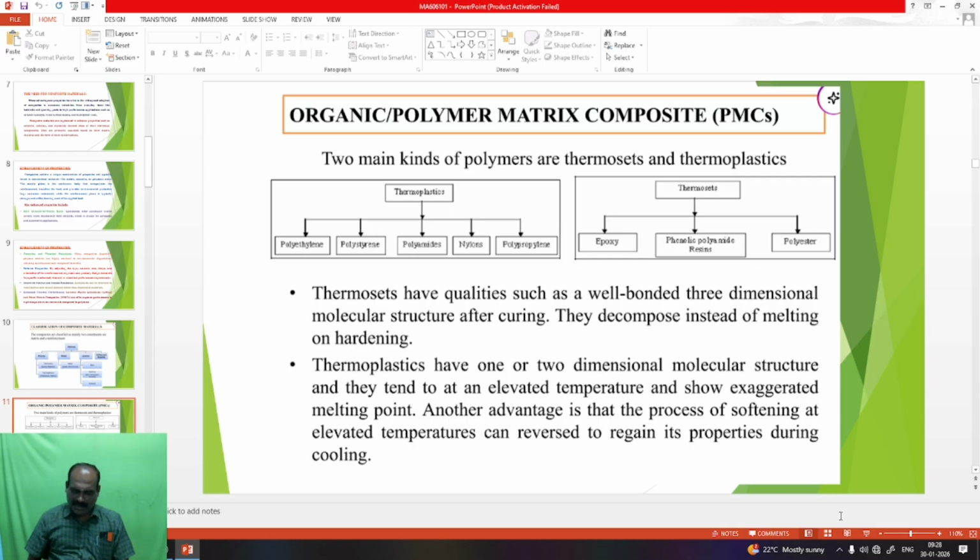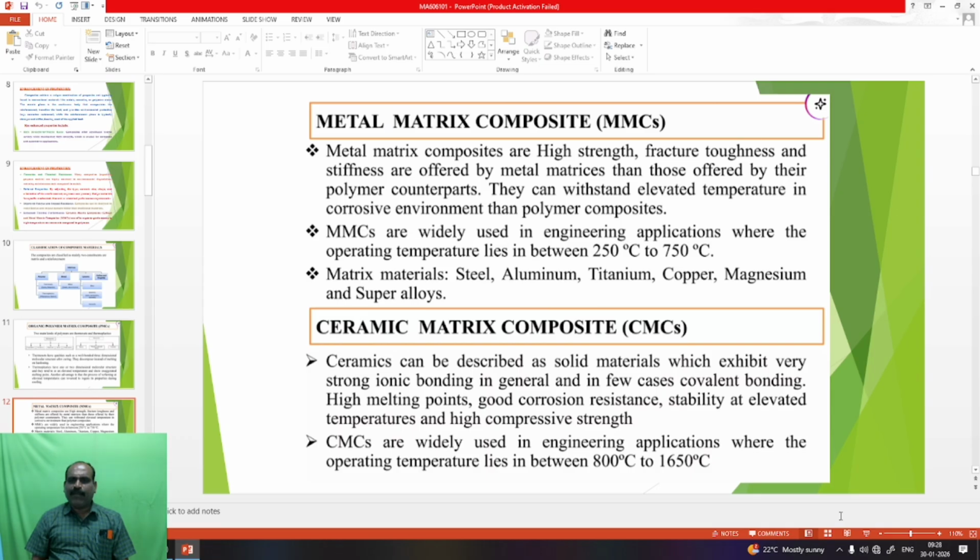Metal matrix composites. Higher strength, fracture toughness, and stiffness are offered by metal matrices than those offered by polymer counterparts. They can withstand elevated temperature in corrosive environments better than polymer composites. Metal matrix composites are widely used in engineering applications where the operating temperature lies between 250 degrees C to 750 degrees C. Main matrix materials are steel, aluminium, titanium, copper, magnesium, and super alloys.